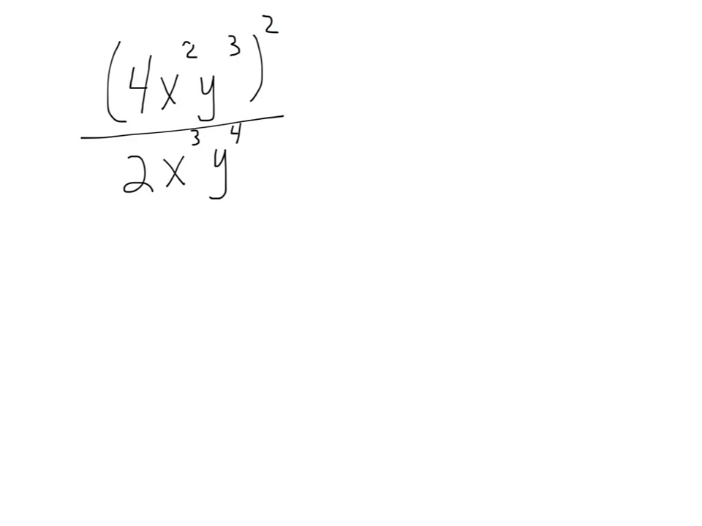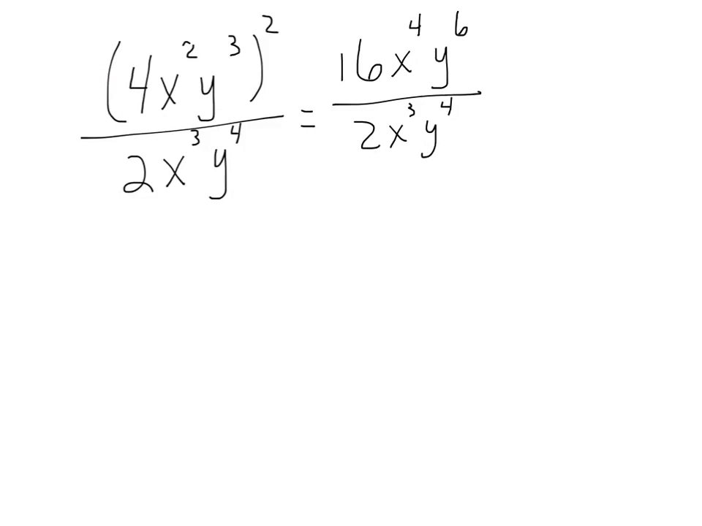Okay? So the first thing that I'm going to do here is suggest that you clear these parentheses and square everything inside the parentheses. I think the key to simplifying these is not going too fast, one step at a time. So when I square everything in that numerator, 4 squared, of course, is 16. X squared squared means 2 factors of x squared, which is x to the 4th. And y cubed squared, again, is y to the 6th. When we take a power to a power, we multiply the exponents. The denominator is already simple, and so we're just going to carry it through.